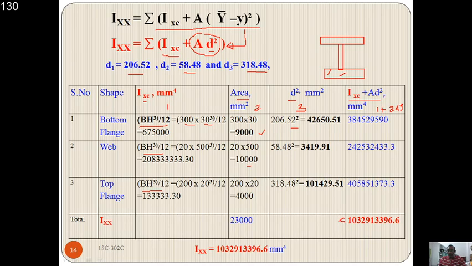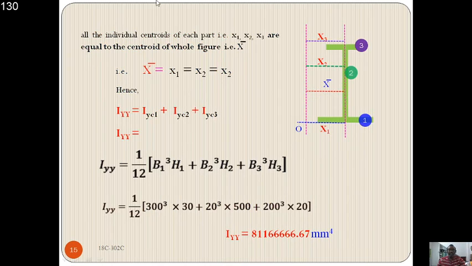Then summarize this. This is the summation symbol, because these three values, 1, 2, 3, are to be added. It is the sigma, that means sum it. So this is your final answer of the IXX. It is a very simple calculation procedure. If you understand the distances of each part's centroidal axis from the whole figure centroid and note down those values, the calculation is very simple. Basic figure values, easy calculation.